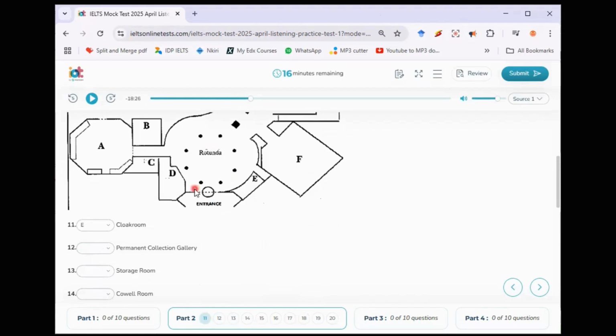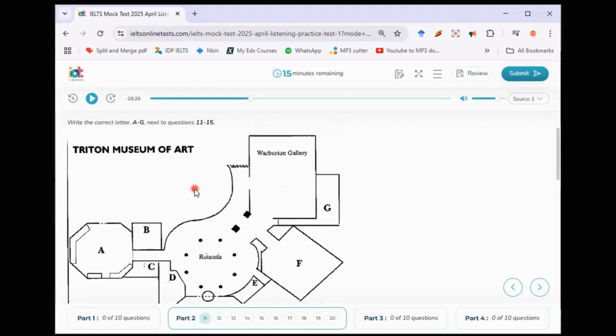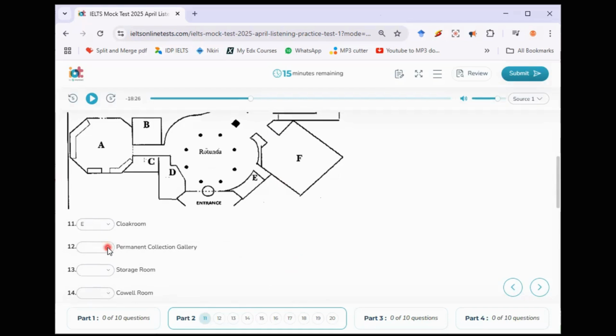He says we are going to be starting in the permanent collection gallery. That's number 12. And he said it's the nearest. Now look at it. They've labeled one gallery here. I suspect that this is also going to be a gallery because it's as big as Warburton Gallery, and A is also going to be a gallery, most likely. But if you look at these three, A, F, and Warburton, which one is the closest to the rotunda? He uses the word closest. To me, the closest is going to be F. So my answer to permanent collection is going to be F, using that word closest as my guide.